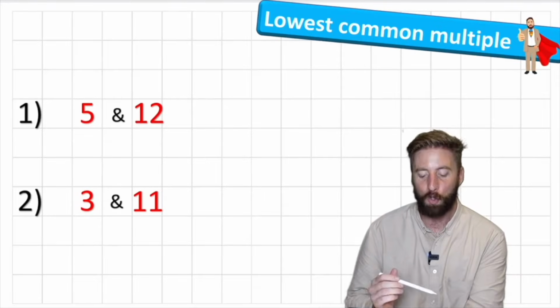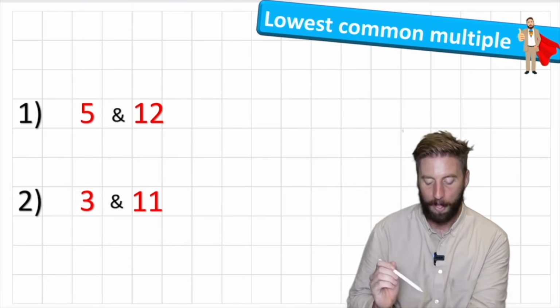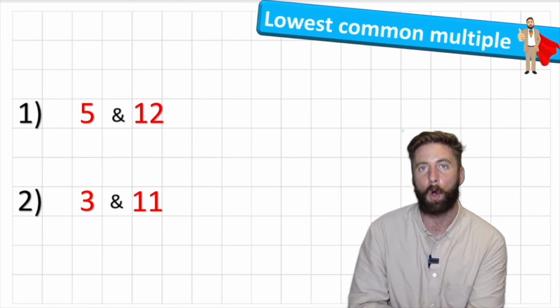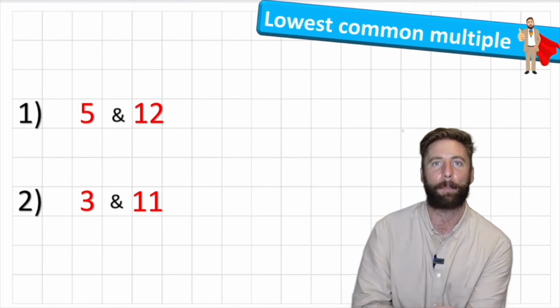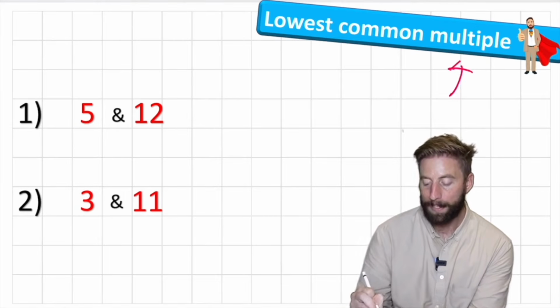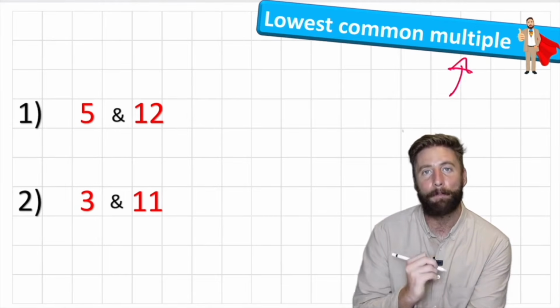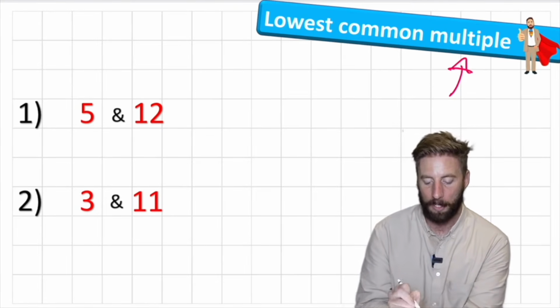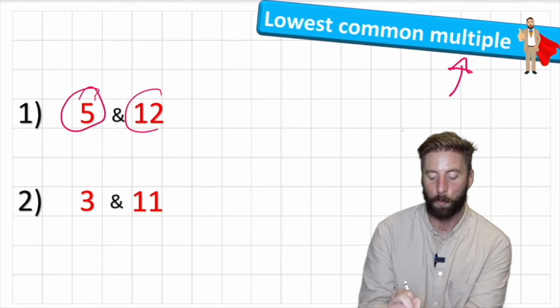Okay, we're going to look at these 2 questions, 5 and 12 and 3 and 11. But before we do that, let's first think about what lowest common multiple means. And let's think about it word by word. So multiple. A multiple means any number that is in the multiplication table of our given number, the number that we're discussing. In this case, 5 and 12.